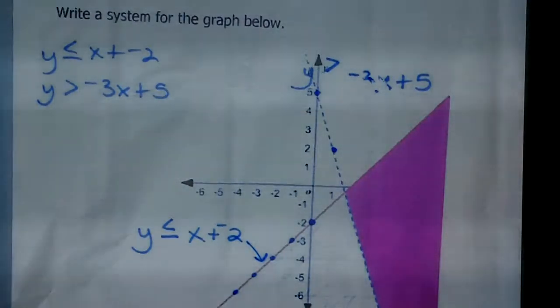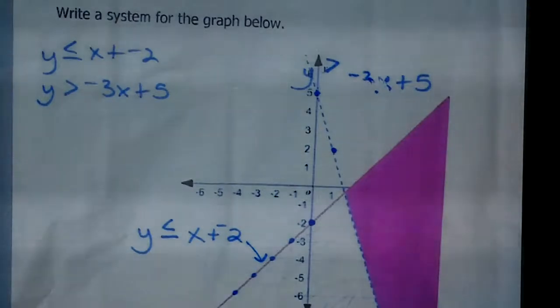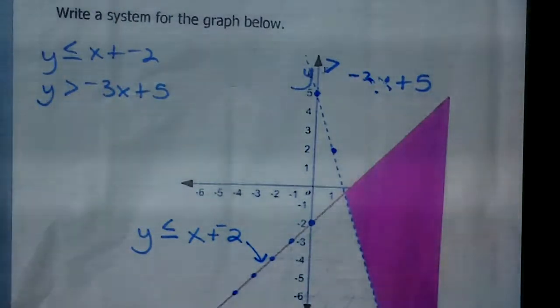So we'll practice that one in class, or if you want to, practice it right now. Get your calculator, press pause, type in those two equations, and see, did you get this graph? Is this the graph that you got?